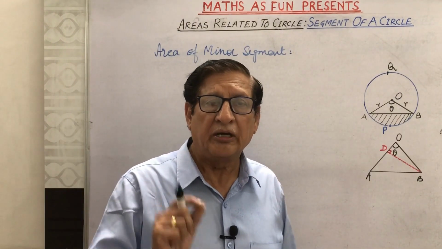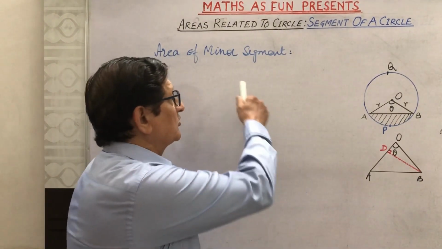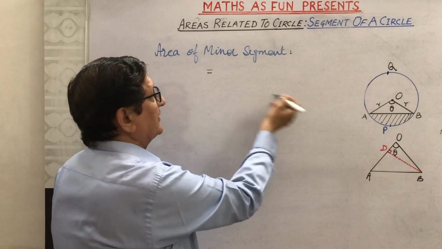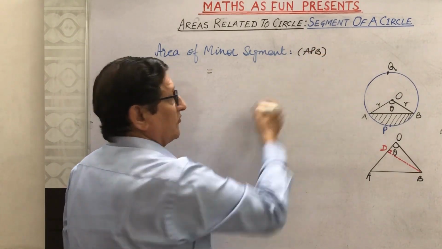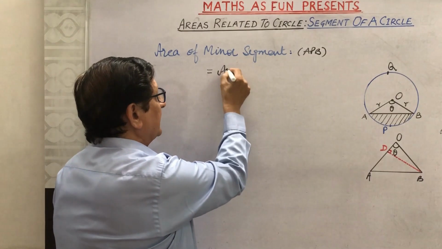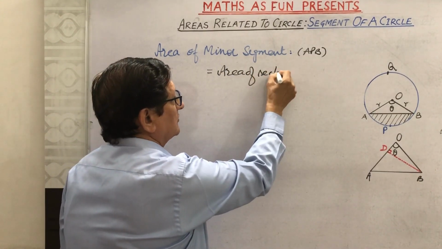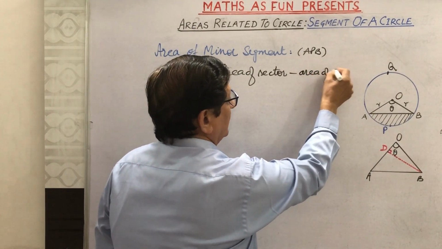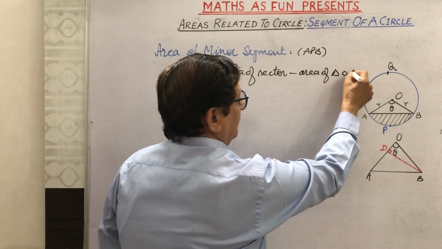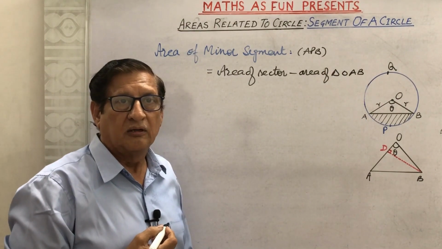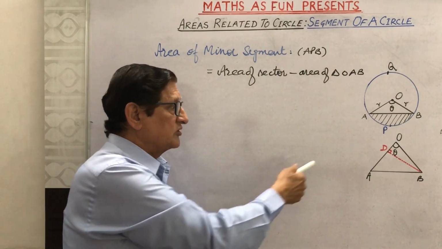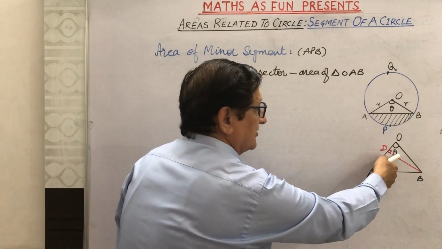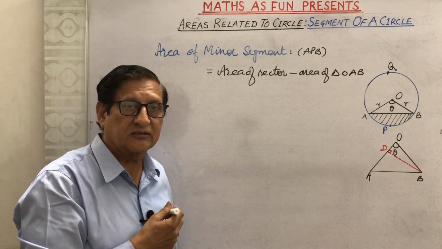First we learn about the area of a minor segment. When you want to find the area of a minor segment, suppose this is APB, we want to find that. That can be taken as the area of the sector minus the area of triangle OAB. Before applying this, we should know how to find the area of this triangle OAB when the angle O is given as theta. This is the area of the sector.